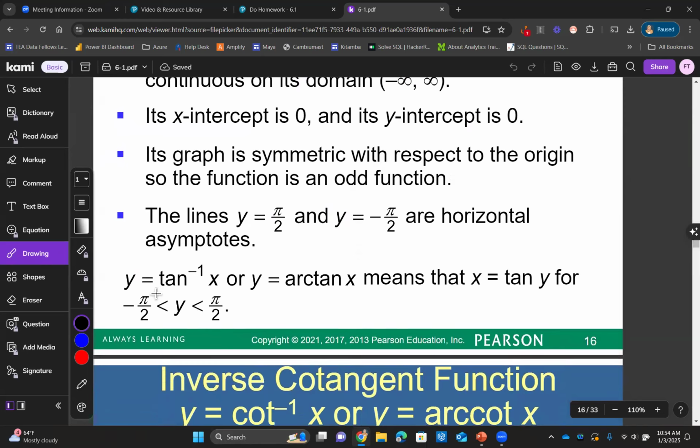And we have to always keep in mind when we are solving these questions, y equals tangent to the power of negative 1 of x, or y equals arctan x, means that you're looking for the angle whose tangent value is equal to x.